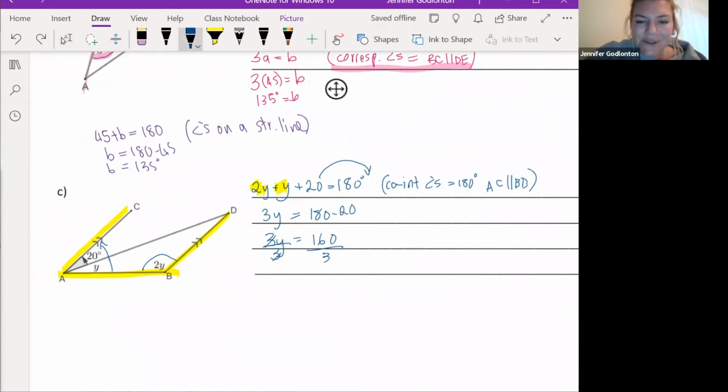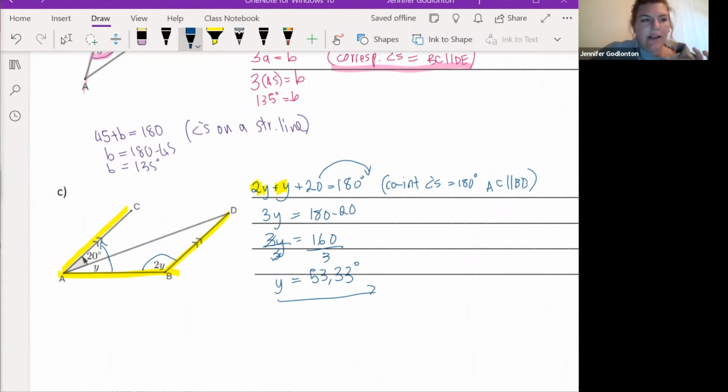I'm so sorry. So y is going to equal 53.33 degrees. And we're going to keep it at 2 decimal places because the front of your test or your exam is going to say 2 decimal places. If you made it 1 decimal place, that's okay. But in general, answer your question to 2 decimal places.